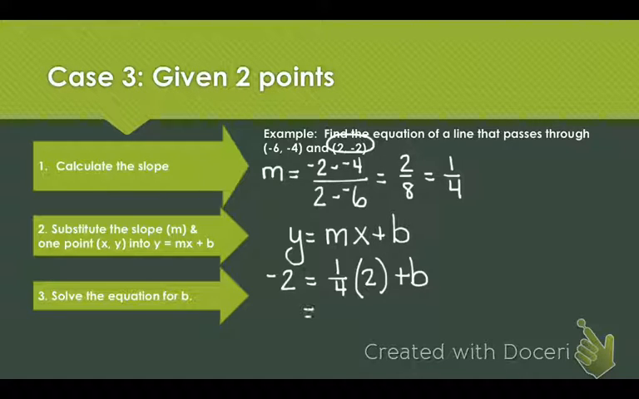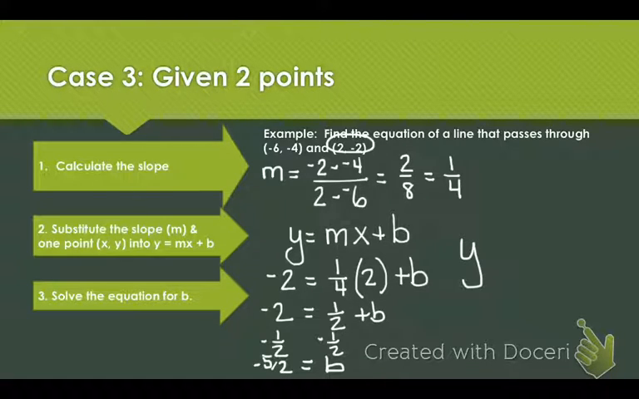Do my calculations. 1/4 times 2 is 1/2. So then I subtract 1/2 from each side, and I get b equals -5/2. This gives me the equation of my line. I know the slope is 1/4, so y equals 1/4 x minus 5/2.